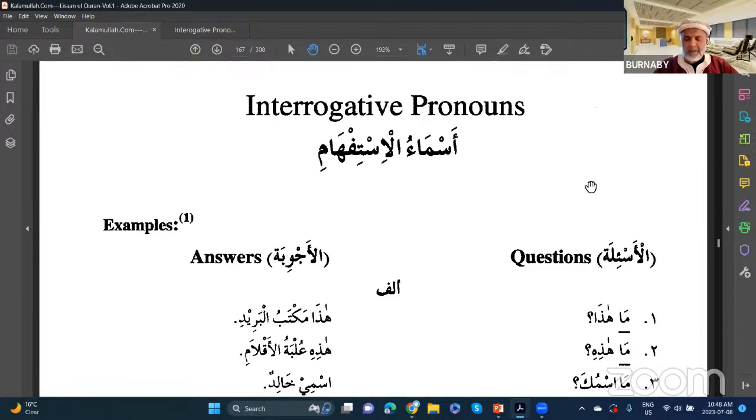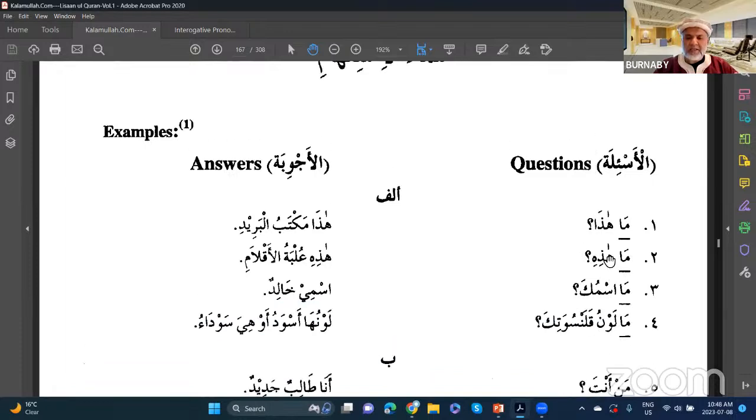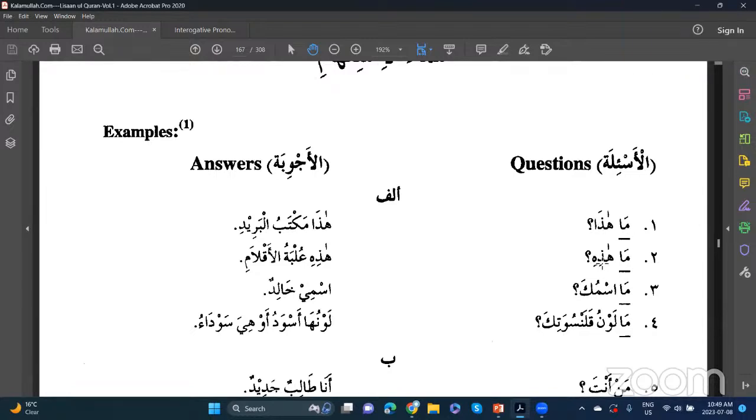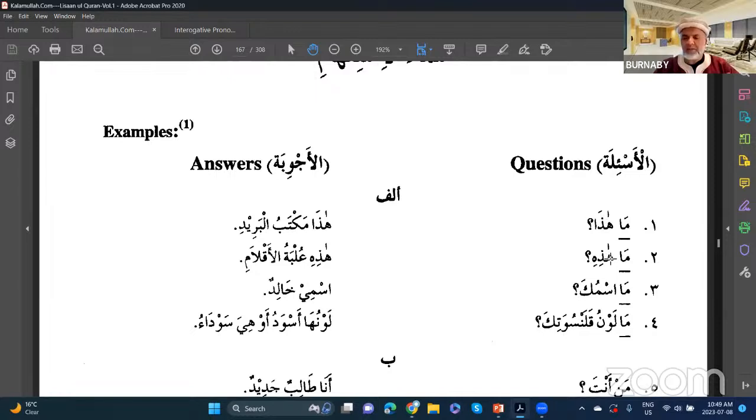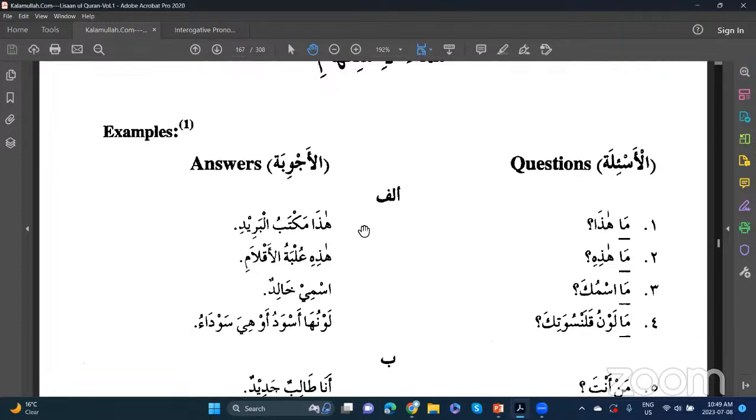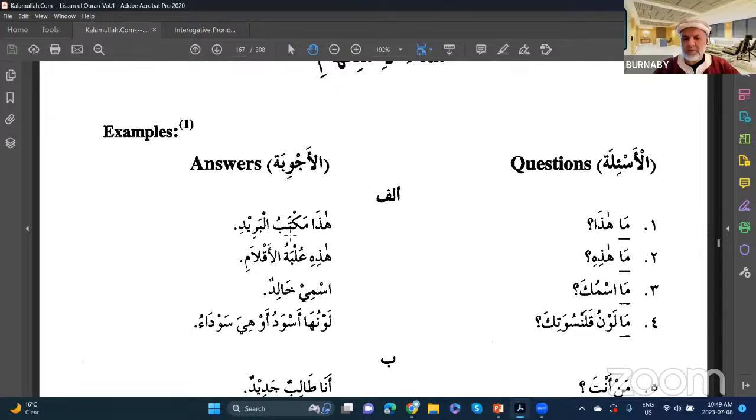Yeah? So if we go again in this book, what is this, ma? Istafham. Mahaza. What is this? Okay, look. Stay with me first. Mahaza. What is this? Masculine. I'm asking about something masculine. So the answer is Haza Maktubul Barid. This is the post office. Maktubul Barid is post office. I'm giving you the answer.